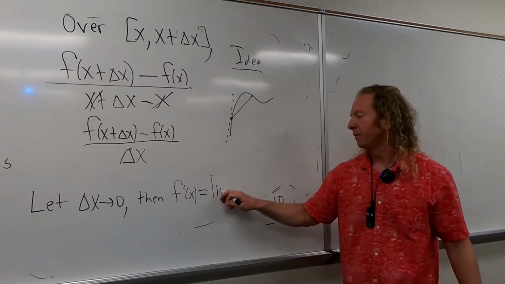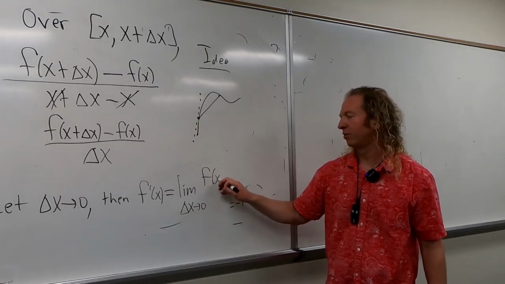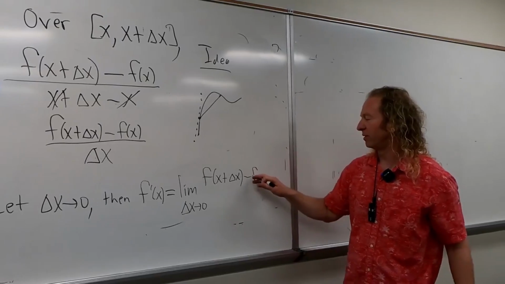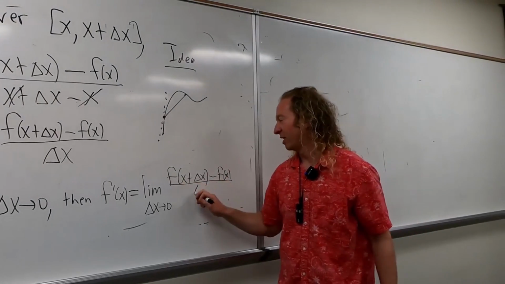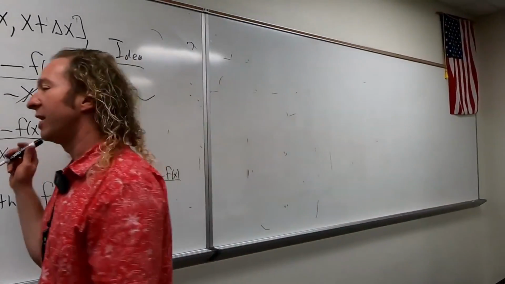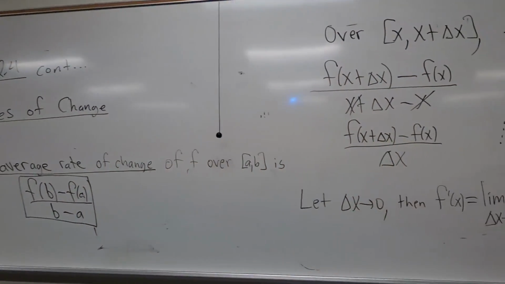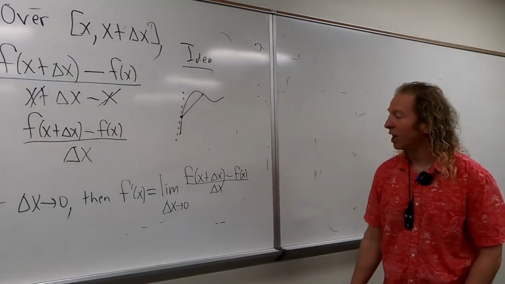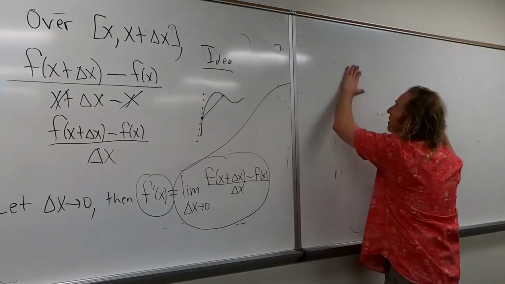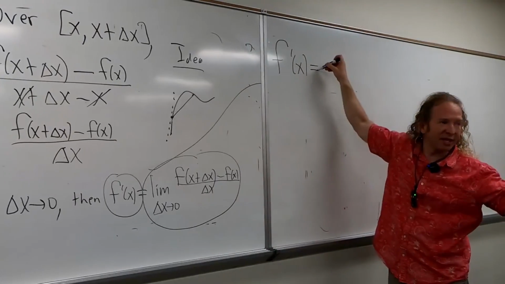So limit as delta x goes to 0 of f of x plus delta x minus f of x over delta x. It's more work to write it, but it's kind of fun to do. So if we take the average rate of change and we let delta x go to 0, we get the derivative. It has a new name now. We're going to call both of these the instantaneous rate of change. So f prime of x is now the instantaneous rate of change.